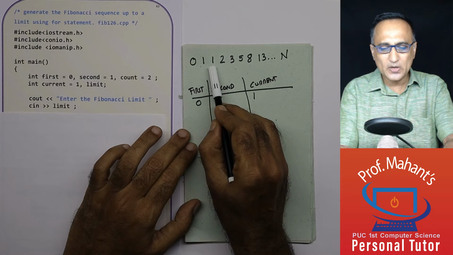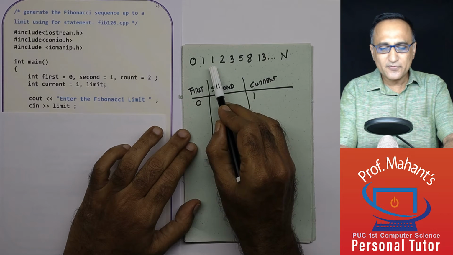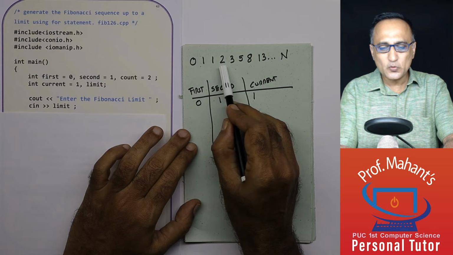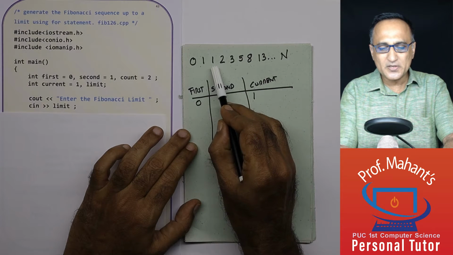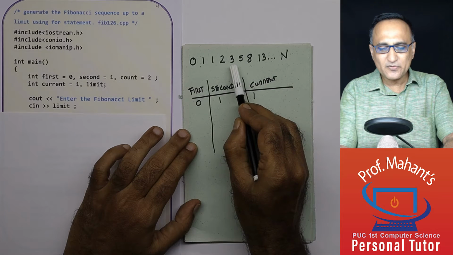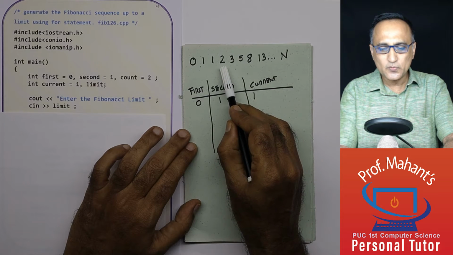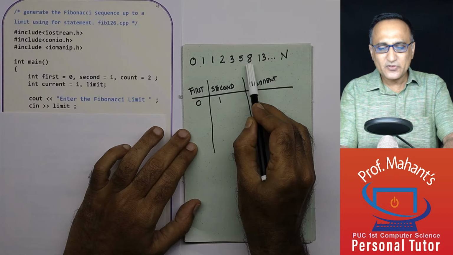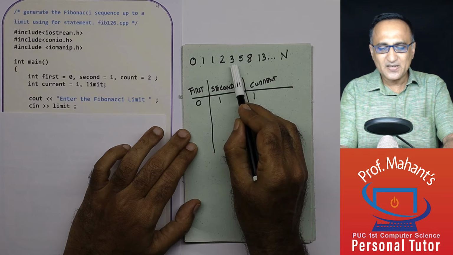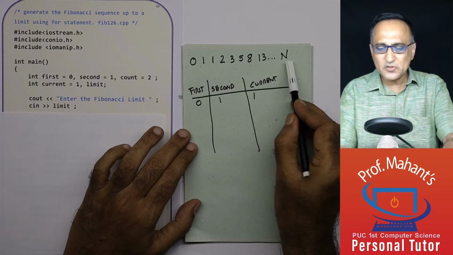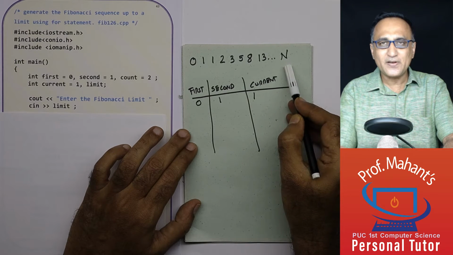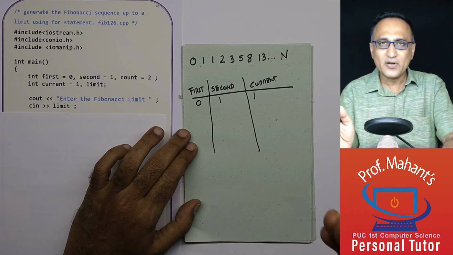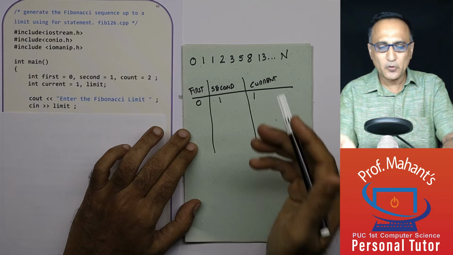0 plus 1 is 1. 2 is the sum of the previous two digits, 1 plus 1. 3 is the sum of the previous two digits, 2 plus 1. 5 is the sum of the previous two digits, 3 and 2. 8 is the sum of the previous two digits, 5 and 3. This way the sequence keeps going on, and the user is going to give you a value of limit or n, and you're going to generate the Fibonacci sequence up to that particular point.